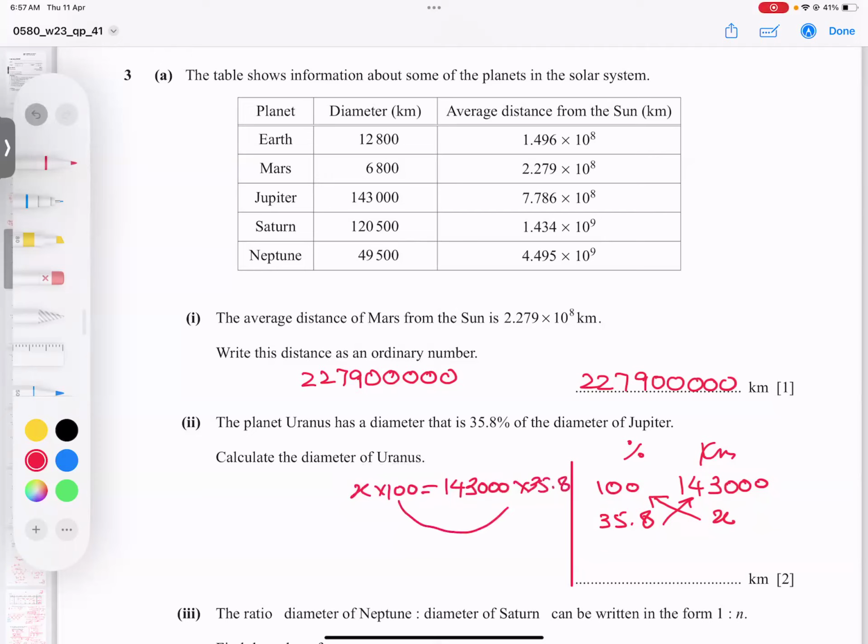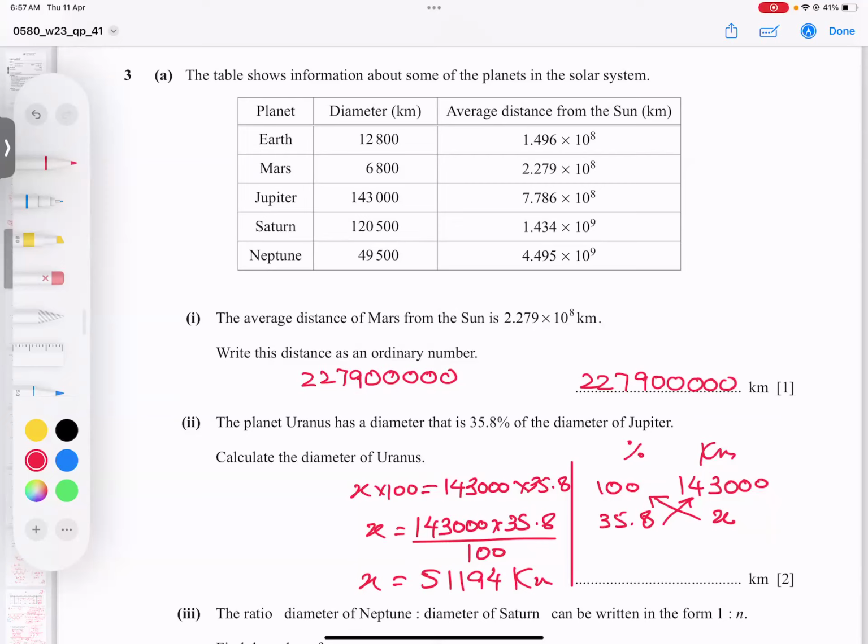So 143,000 into 35.8 divided by 100. Let me check. My answer is coming to 51194 kilometers. This is one method. I believe you got my point. This is method number one.